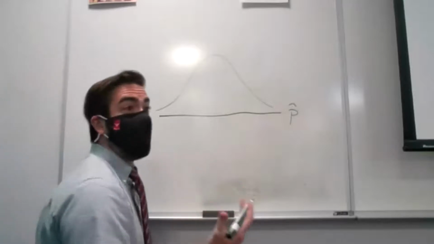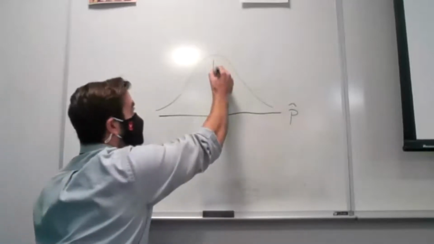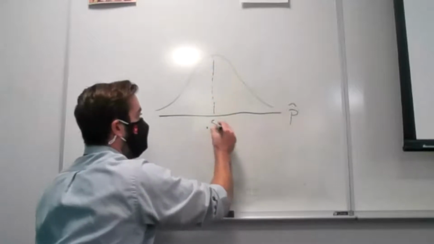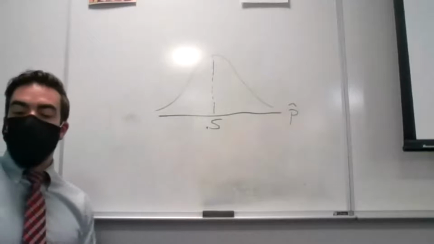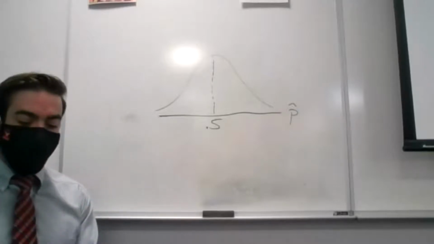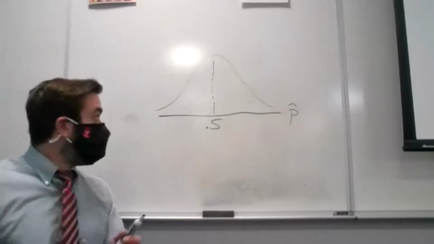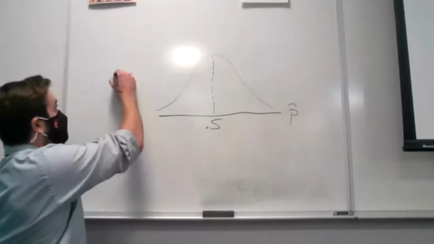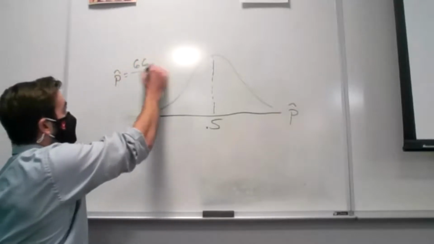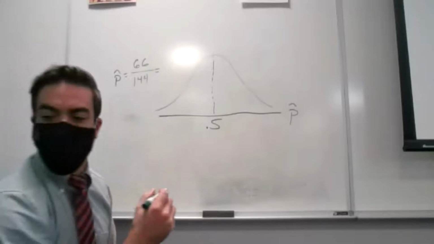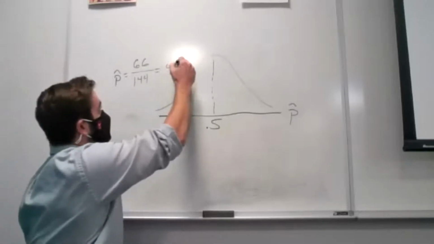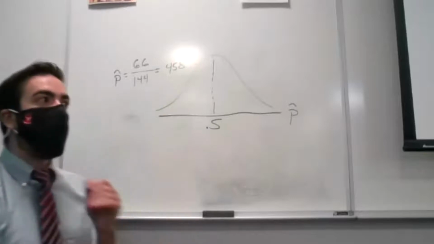And here, once again, it's an easy one with a coin flip because we know the population proportion will just be 0.5. Okay? I want 66 out of 144. So I can think about what's the cutoff value I'm interested in. 66 out of 144 is approximately 0.458. Okay?